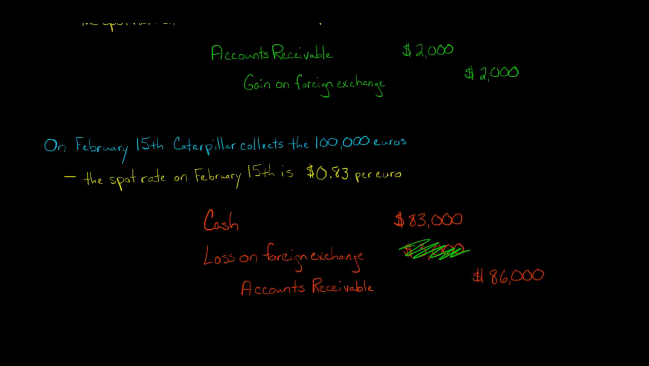Now, we're going to have to have a plug because our debits do not equal our credits. So we've got a credit of 86,000 and we've got a debit of 83,000. Debits don't equal the credits, so we're going to have right here a debit of $3,000. I crossed it out before so you couldn't see it. It's correct. So $3,000 debit. So now we've got an $83,000 debit to cash, a $3,000 debit, a loss on foreign exchange, which is going to decrease the company's profit on Caterpillar's income statement, and then we've got a credit to accounts receivable of $86,000.